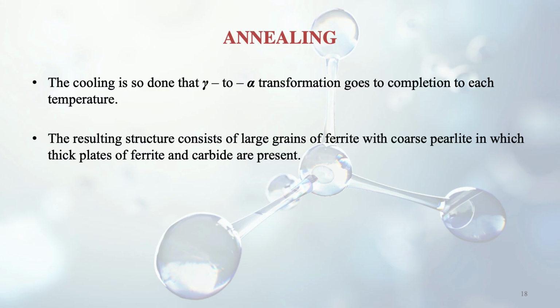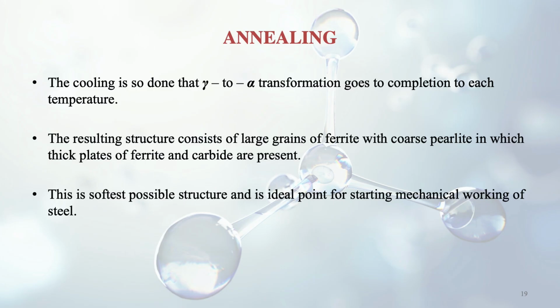The resulting structure consists of large grains of ferrite with coarse pearlite, in which thick plates of ferrite and carbide are present. So after the cooling, when we come to the eutectoid point, large grains of ferrite are there with coarse pearlite.